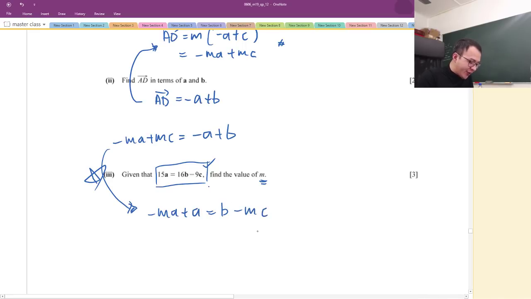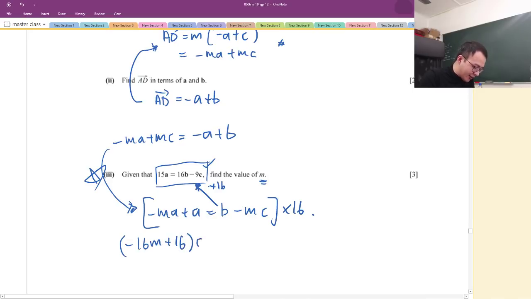Alright, so over here my A I have some unknown, C I have some unknown, only B doesn't have any unknown here. So therefore, I try to make my B become 16B. So I will need to multiply 16 for the whole equation. So therefore, I will get 16. This one I factorize out the A, alright? So negative 16M plus 1 plus 16A equals to 16B minus 16C.